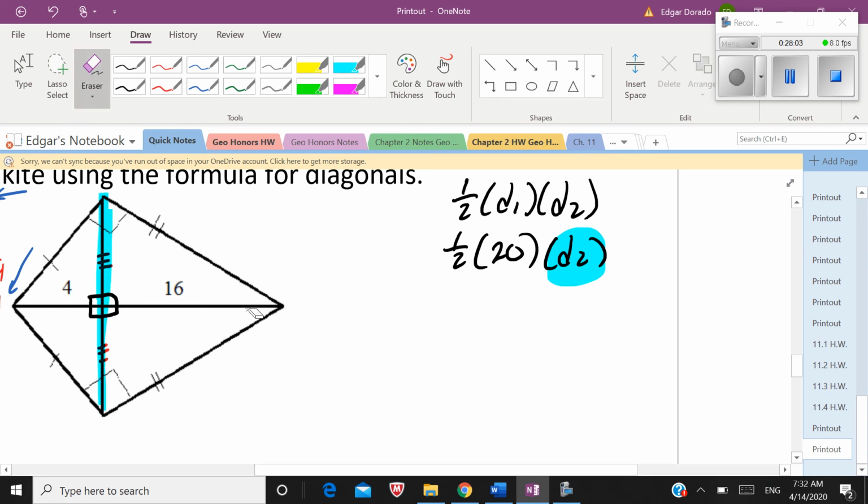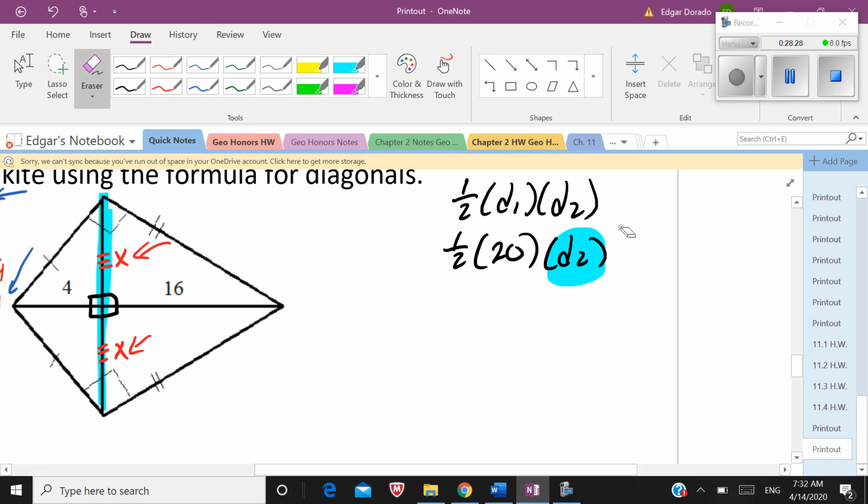Now, I have no idea what either of those two are. What I do know, however, is if that's x, then so is this. So whatever number goes here, that's what's going to go here. So basically, diagonal number 2 is going to be 2 times whatever x is. Okay? So let's go ahead and figure out what x is. Now, unfortunately, we don't have much information to go off of, guys.